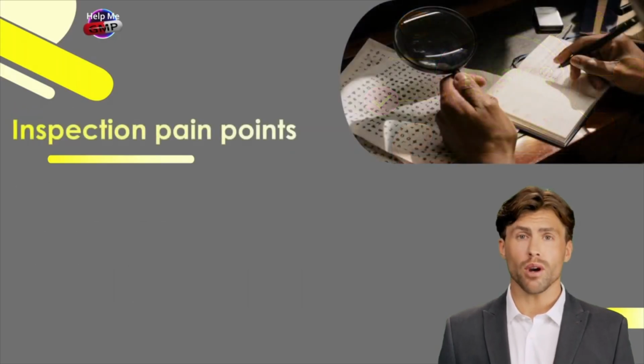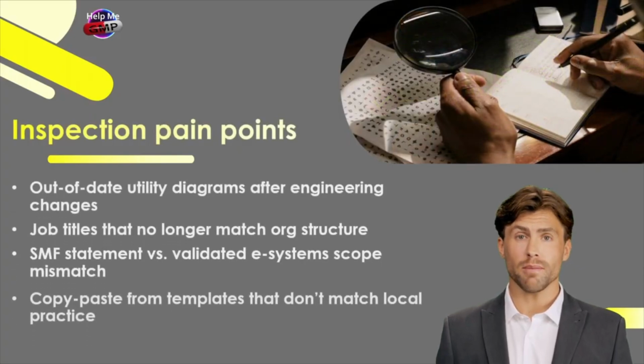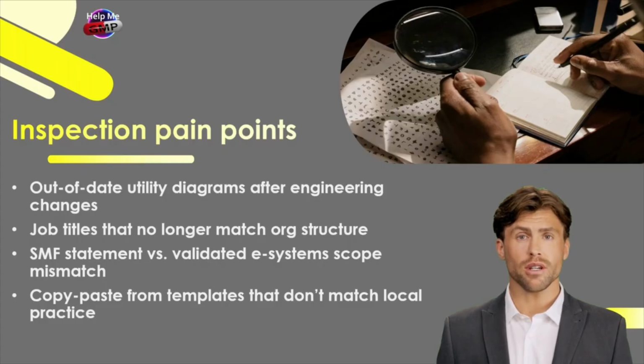Here are a few common own goals regarding site master files. Out-of-date utility diagrams after an engineering change. Job titles that no longer match the organizational structure. A gap between the SMF statement and the validated scope of electronic systems. Copy-pasted text from a corporate template that does not reflect local practice.